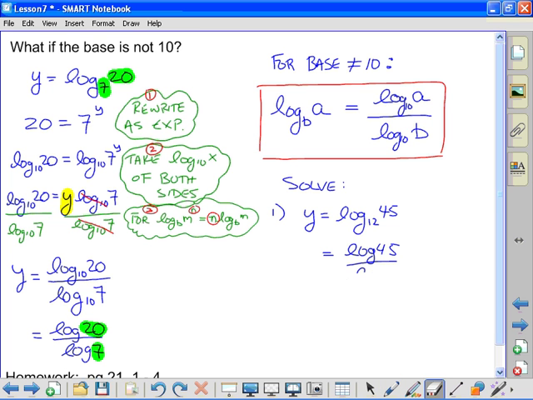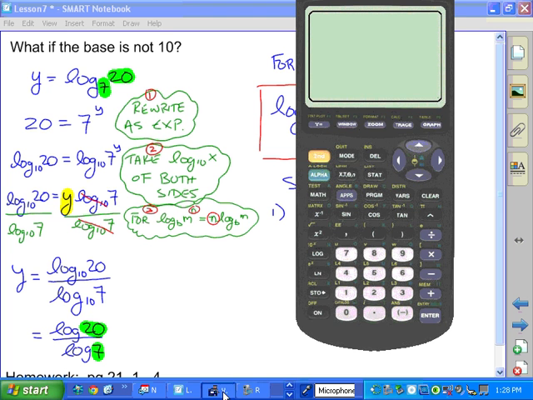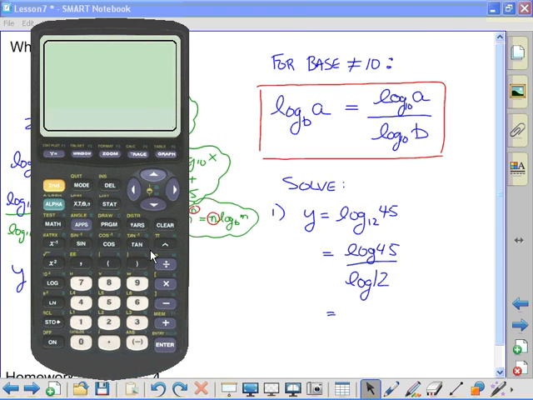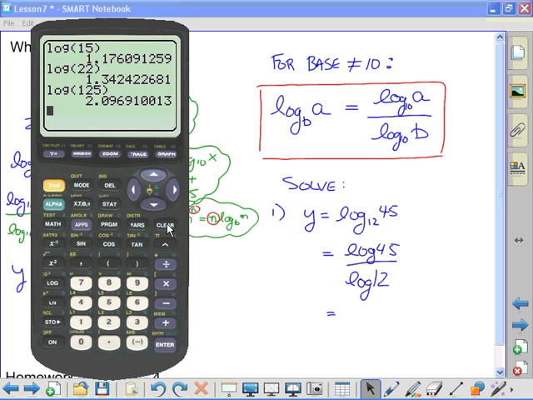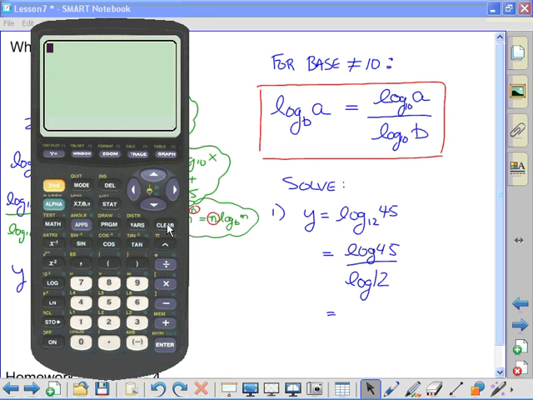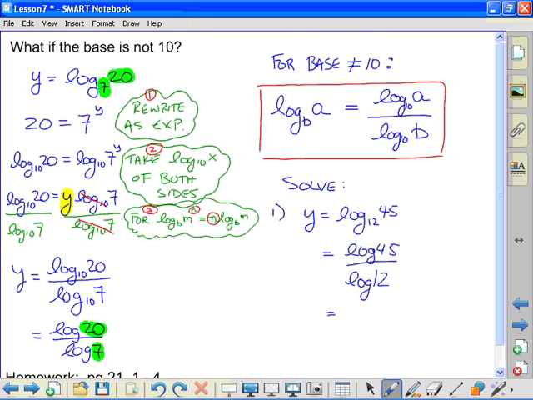I keep wanting to make it a subscript, but it's base 10, so I have no subscript, which indicates it's base 10. Now you can do this on your calculator. So pull up your calculator, turn it on, clear. Log base 12 of 45, that's what I'm calculating, is simply log 45 divided by log 12. So the answer would be 1.53. You just have to make that simple switch.